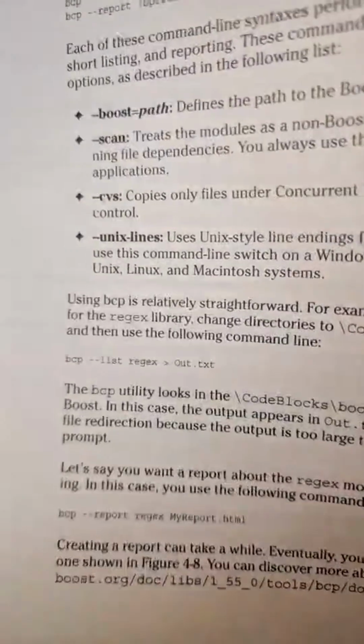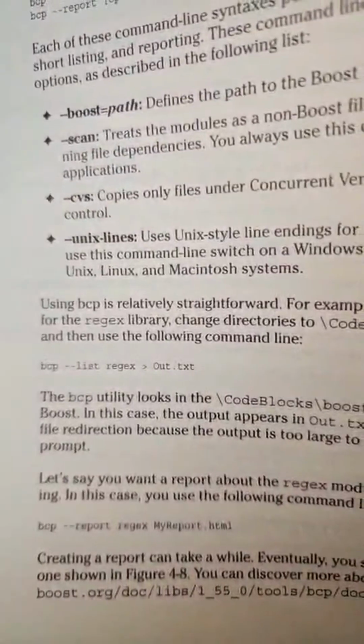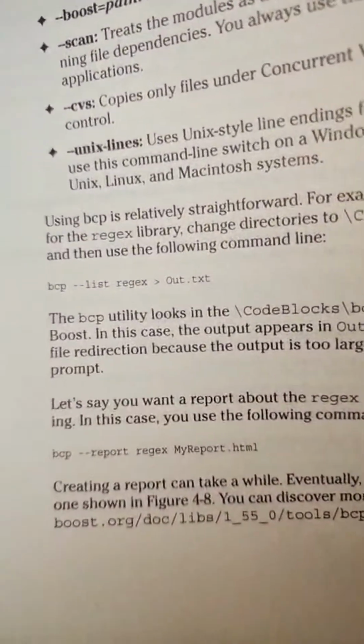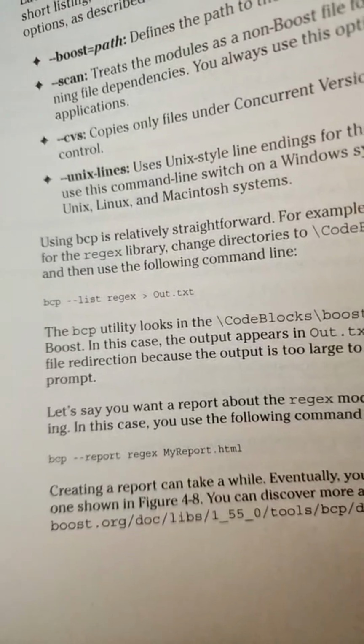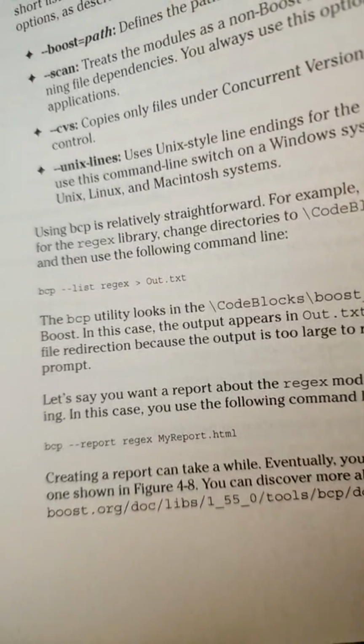Let's say you want a report about the regex module instead of a simple listing. In this case, you use the following command line. bcp --report regex myreport.html. Creating a report could take a while. Eventually, you can see an HTML report like the one shown in figure 4-8.